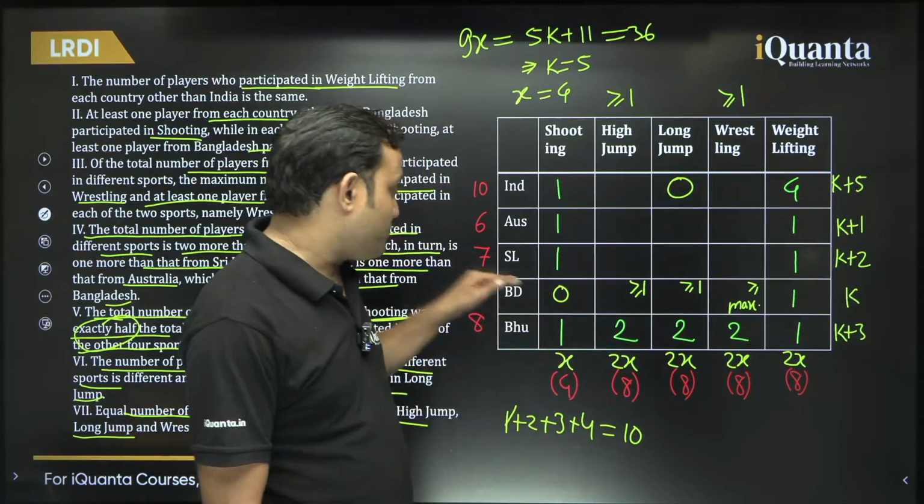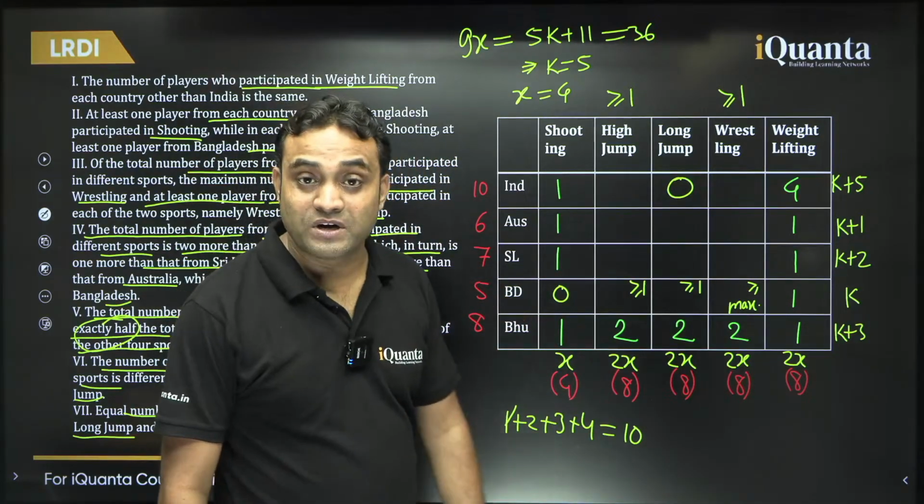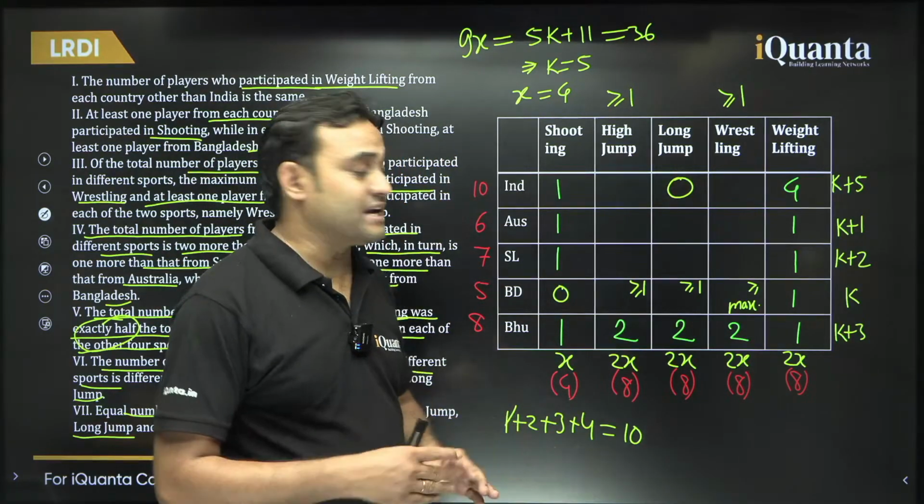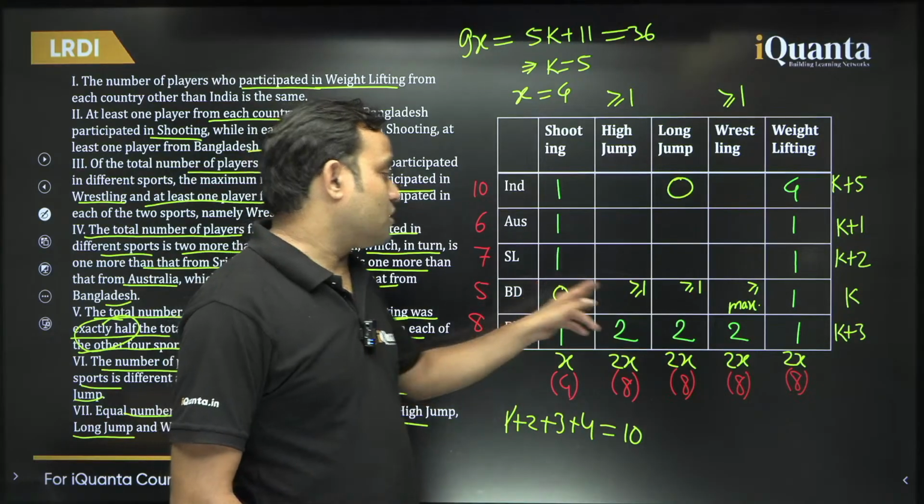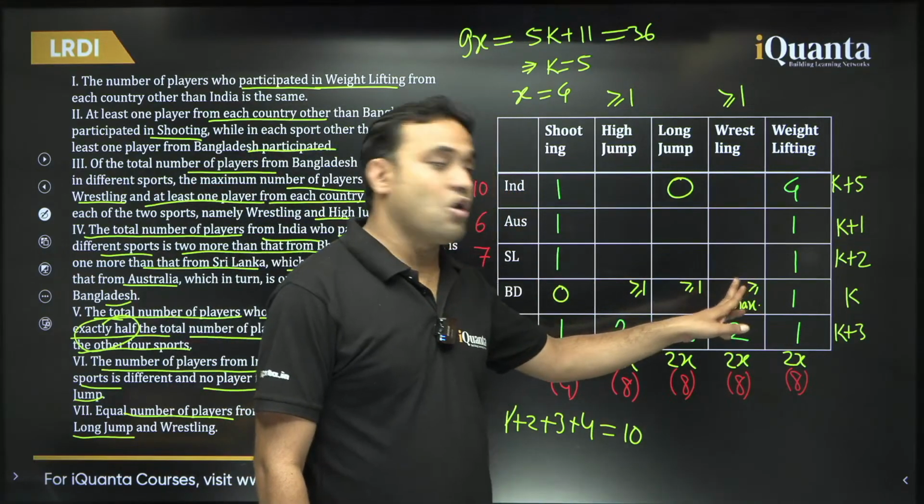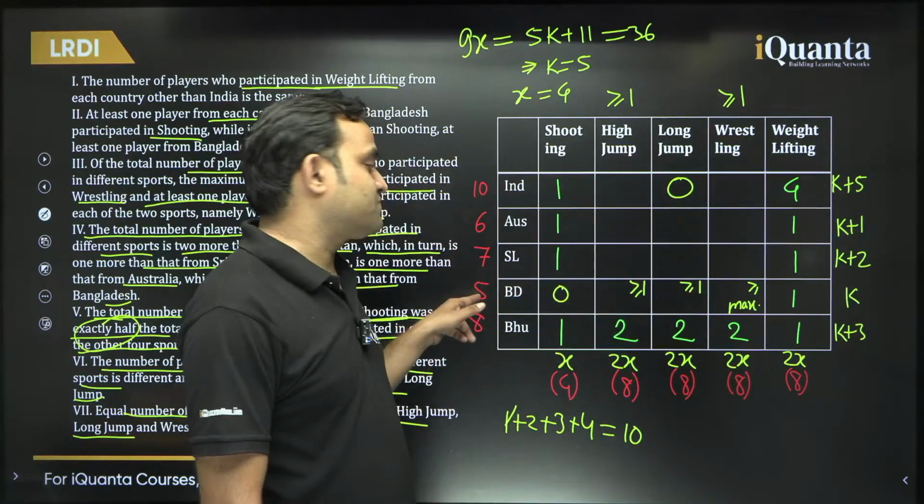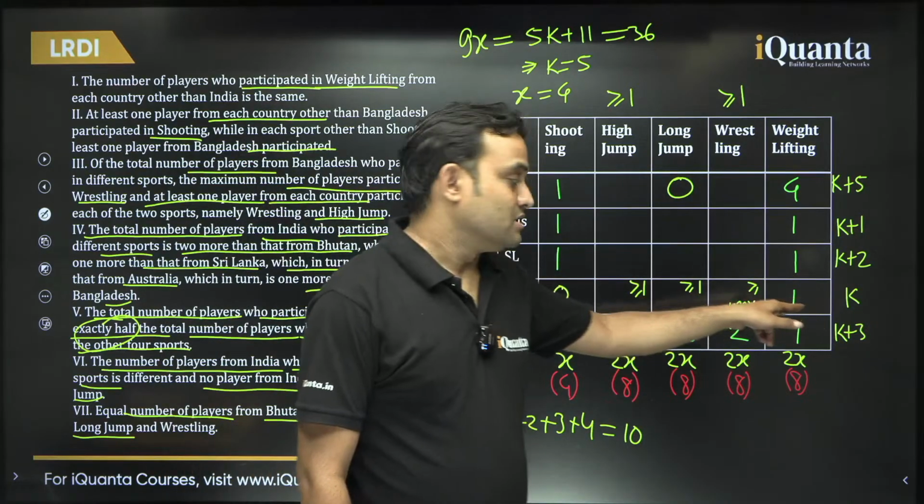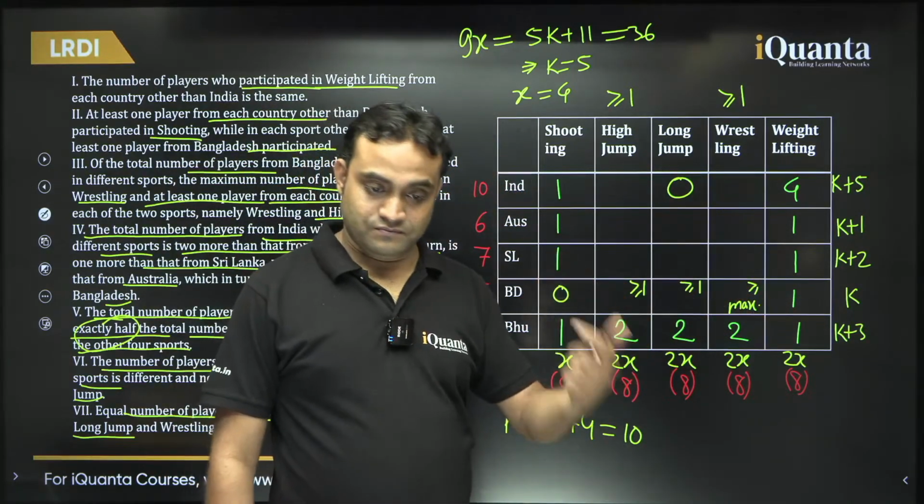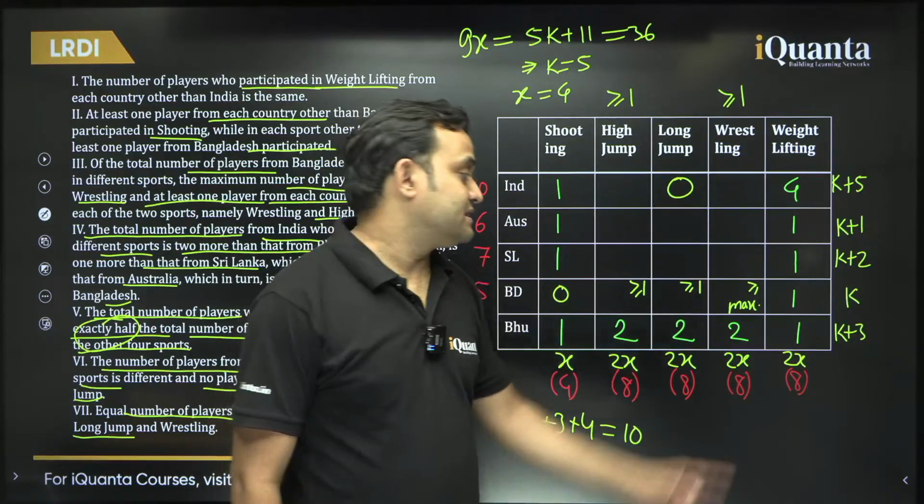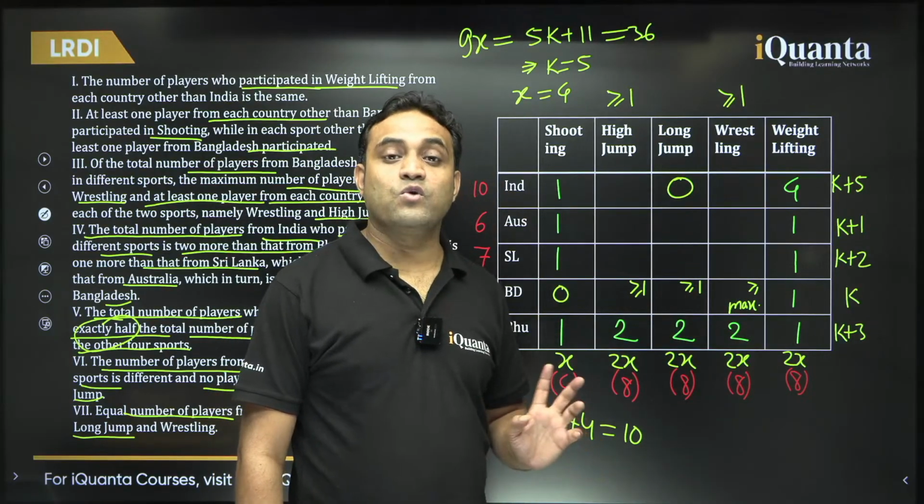We can go to Bangladesh. Bangladesh has the least number of players participating in the games. All of these values are greater than 1, where this value is maximum. Total sum is 5. This is 1. Sum of these 3 should be 4, and this is maximum. What could be the values?